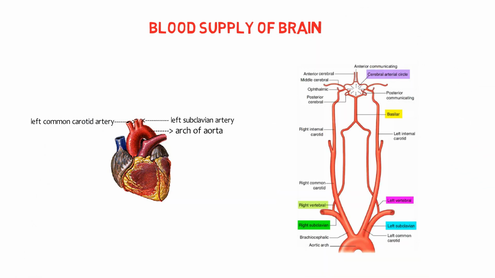Now, look over here. This is the diagram. Here we have the aorta. This is the left subclavian artery and this is the right subclavian artery. And this vertebral artery is a branch of the subclavian artery. This is right and this is left. These right and left vertebral arteries combine and form the basilar artery, and this basilar artery contributes to the blood supply of the brain.